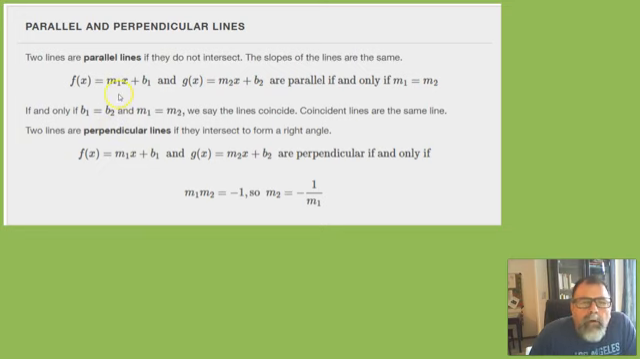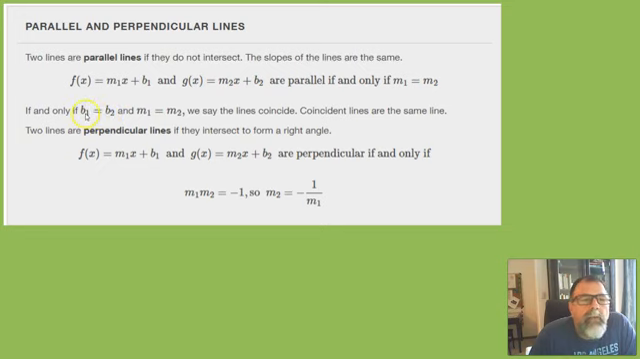Here's the definition for algebra. Parallel and perpendicular lines. Two lines are parallel if they do not intersect. The slopes of the lines are the same. So if we have two functions, f and g, f of x is m sub 1 x plus b sub 1, where m sub 1 is the slope for line 1, and g of x is m sub 2 x plus b sub 2. They're parallel if and only if the slopes are equal, m1 equals m2.